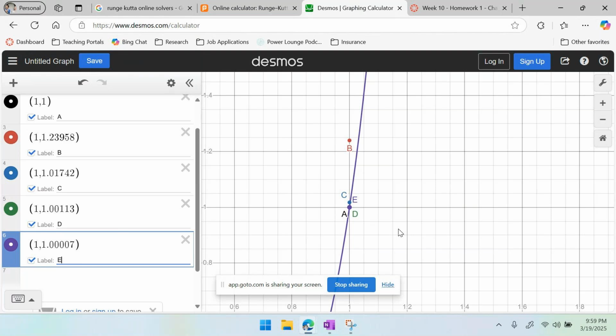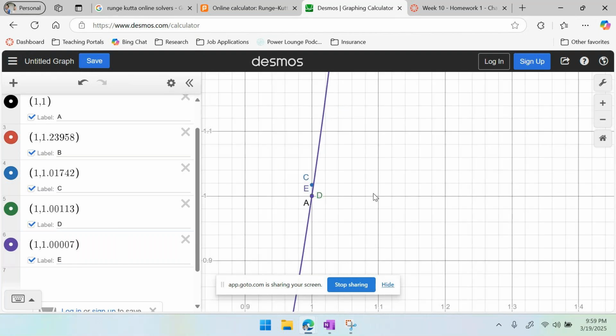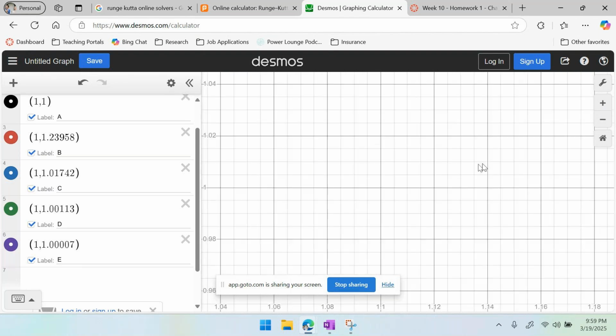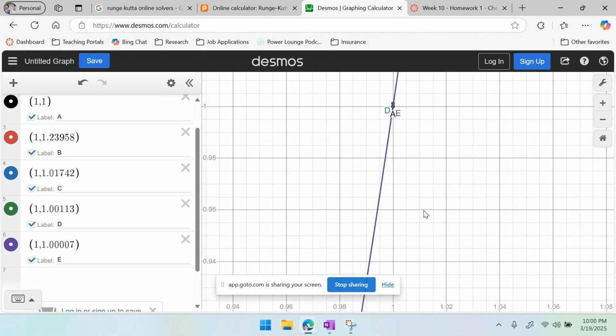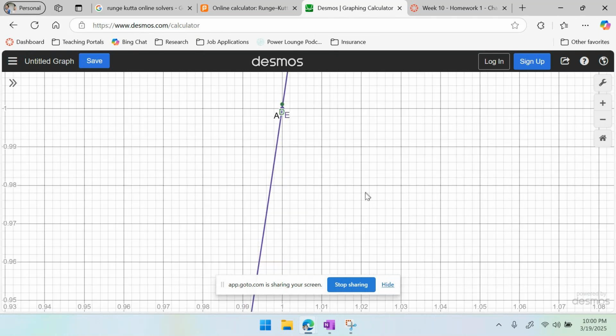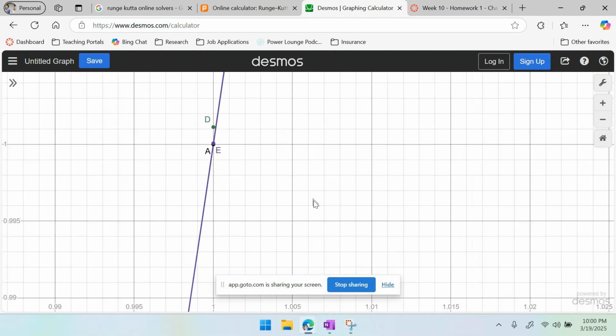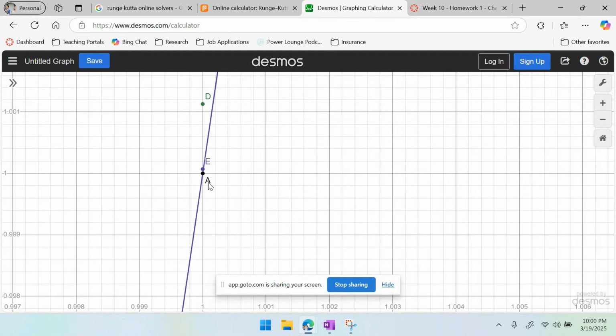All right, so let's zoom in. Okay, so E is the last one. A is the actual one. See, it's very close to the value of A, the actual answer, right? But still, it can be improved.